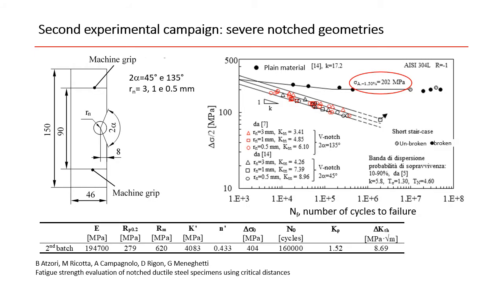Recently, we have carried out a second experimental campaign by carrying out fully reversed stress control fatigue tests on a second batch of specimens having notch radius equal to 3, 1 and 0.5 mm and notch opening angle equal to 45 and 135 degrees. For this batch of material, a fatigue limit equal to 202 MPa was measured, and also in this case the knee of the fatigue curve was found at 160,000 cycles.